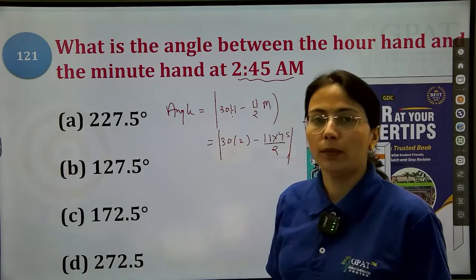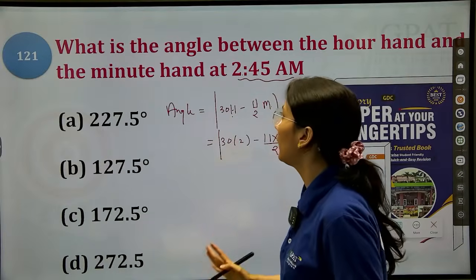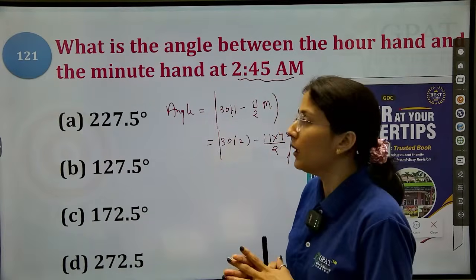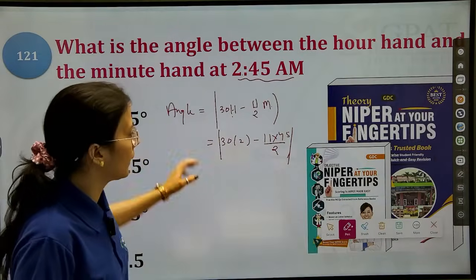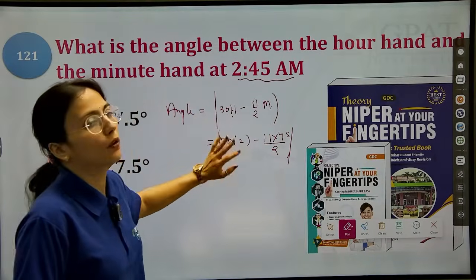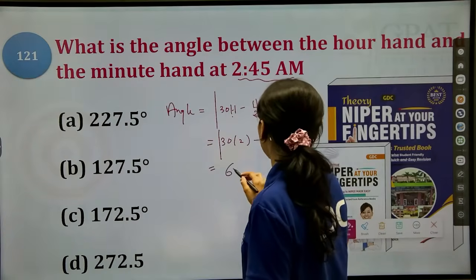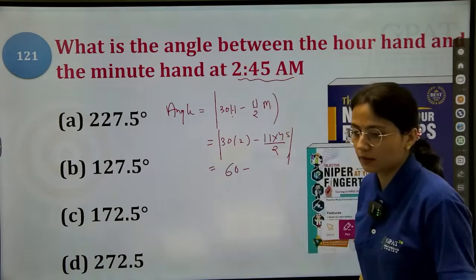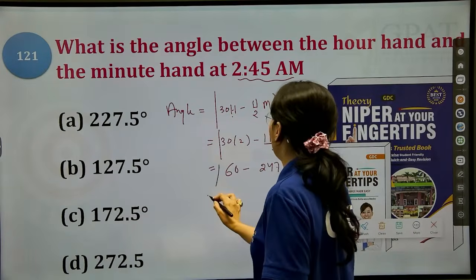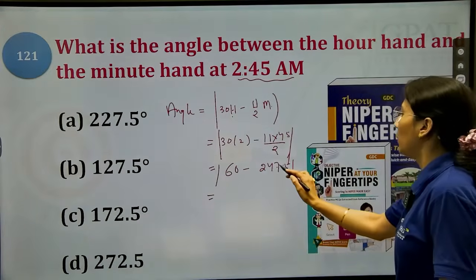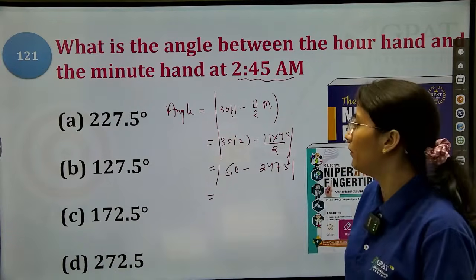Okay, using this formula, we can find the angle between the minute hand and hour hand. If you get this type of question in your exam, you can directly use this formula to find your angle. Okay, so by solving this, you will get 60 minus 247.5. So by subtracting 60 from 247.5, we will get our answer.